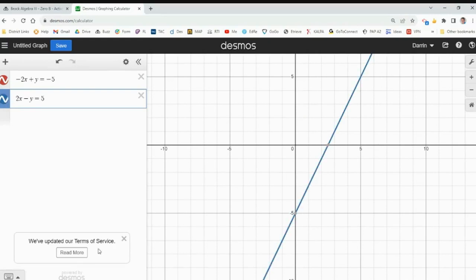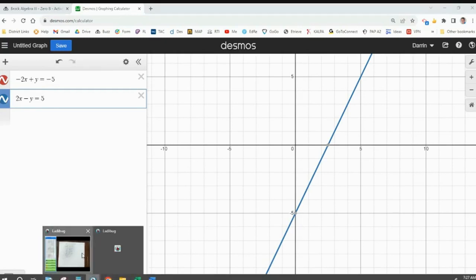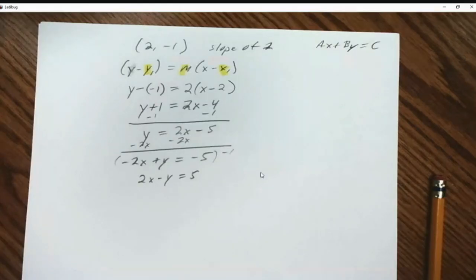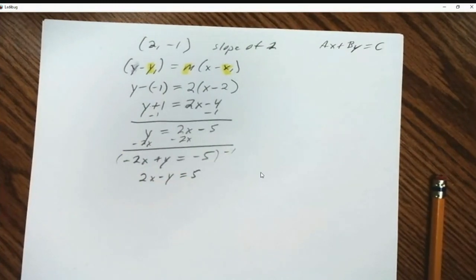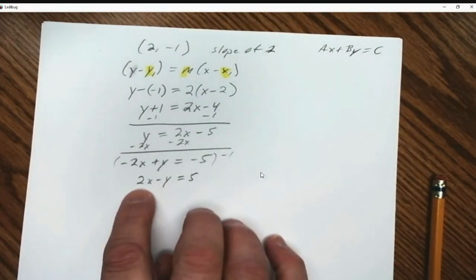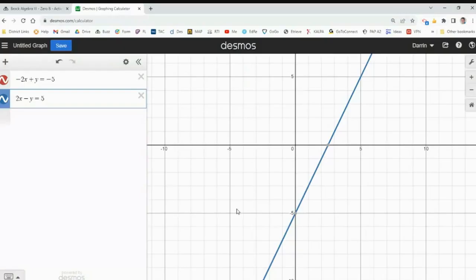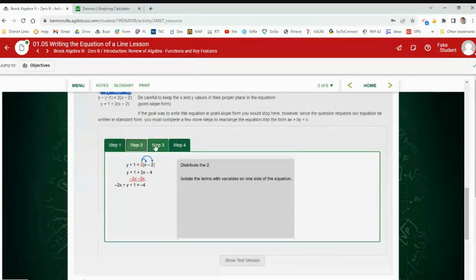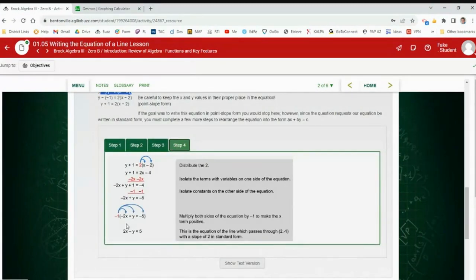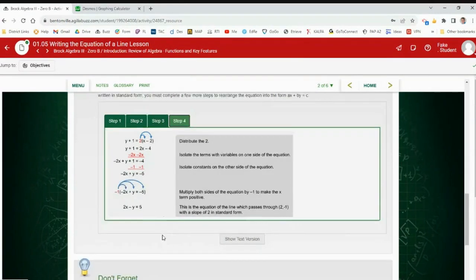So multiplying both sides by -1 does not change the line, does not change the equation. It just changes the look of the equation. So that is a legal mathematical move. If you don't like starting an equation with a negative, you can multiply both sides by -1 and make it 2x minus y equals 5. Because we like starting with positive numbers a lot of times. All right. Let's go back here. So this will walk you through the same steps that we did. And they made it times the -1 also, 2x minus y equals 5, to make the x positive.